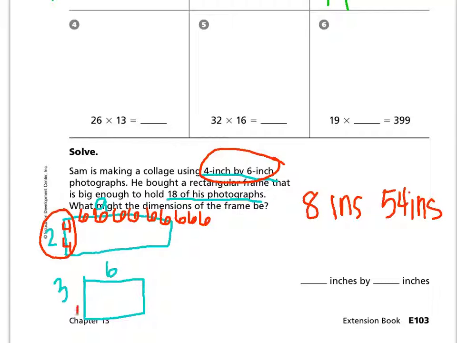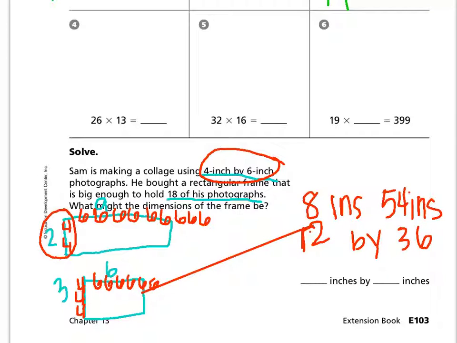You can do the same thing here where you have 4, 4, 4, and 6, 6, 6, 6, 6, 6. So 4 plus 4 plus 4 is going to be 12 inches by 6 times 6 would be 36 inches. These are 2 of your possibilities for this problem. Remember to show your work and maybe even draw a picture to help explain your answer.